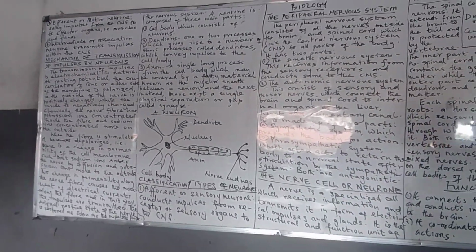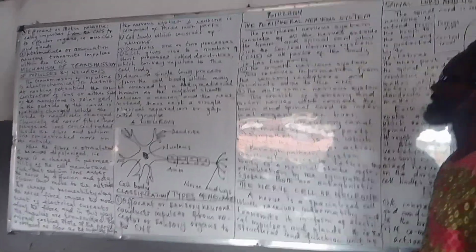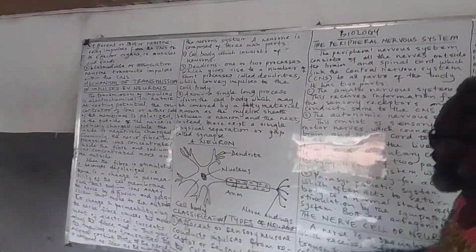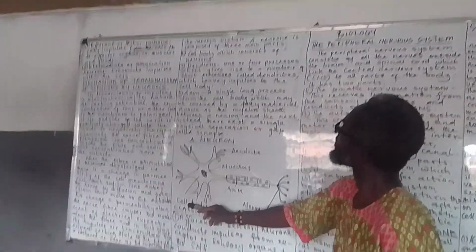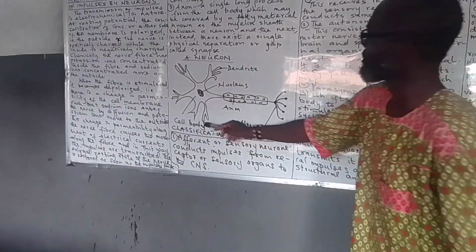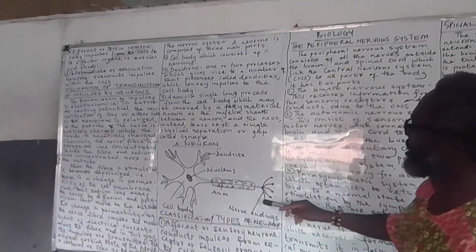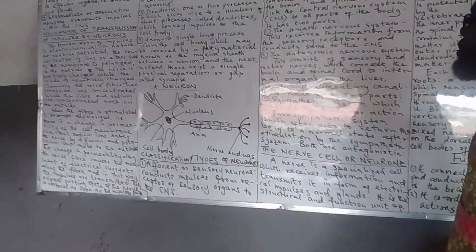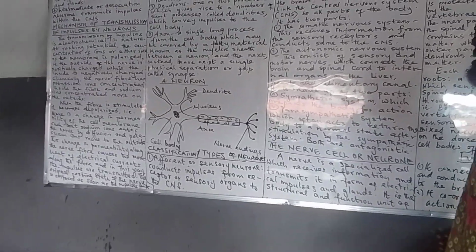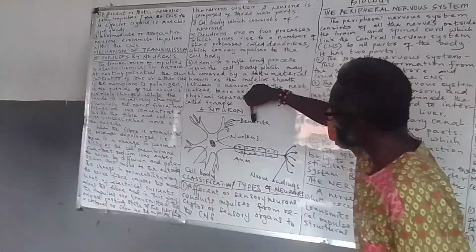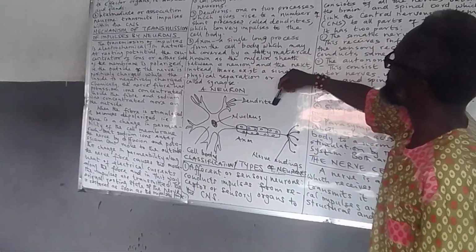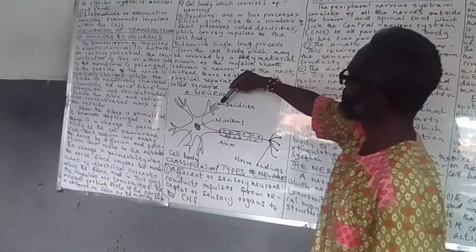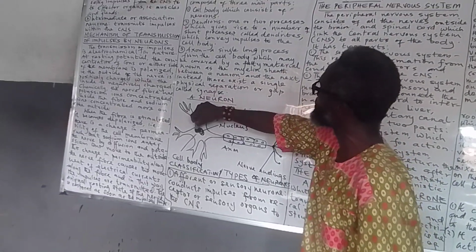The neuron is composed of three main parts. You have the cell body. This is the cell body, which contains the nucleus. You have the dendrons, one or two processes which give rise to a number of short processes called the dendrites. The dendron gives rise to the dendrites, as you can see. It conveys impulses to the cell body, from here to the cell body.